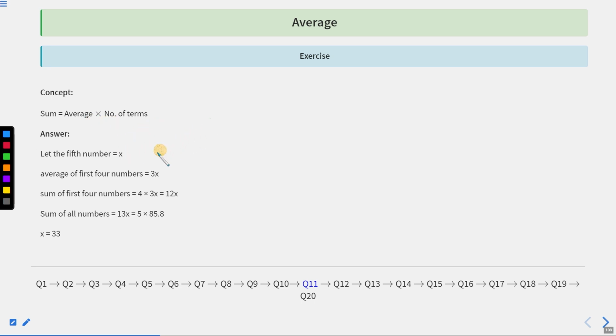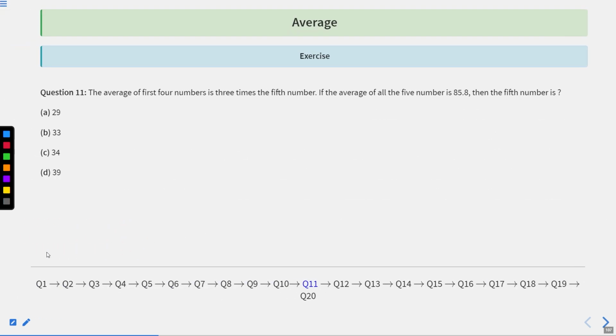So let us suppose the fifth number be x. Now the average of first 4 numbers is equal to 3x. Sum of first four numbers will be equal to 4 times 3x by using this formula, so that is equal to 12x. Sum of all numbers equal to 13x equal to 5 times 85.8. Using this, we have x equal to 33. That's exactly what we wanted to compute. So option number B is correct here.